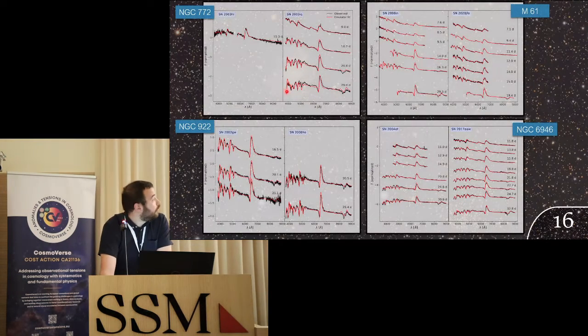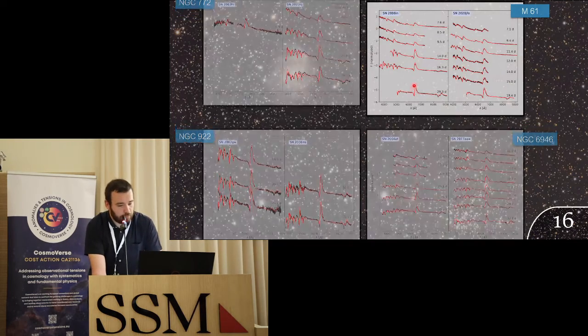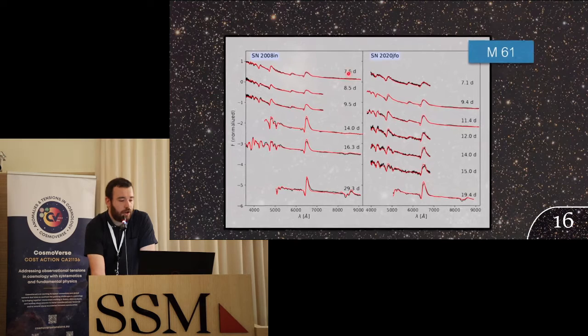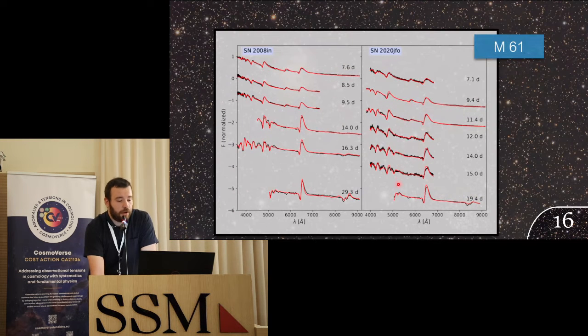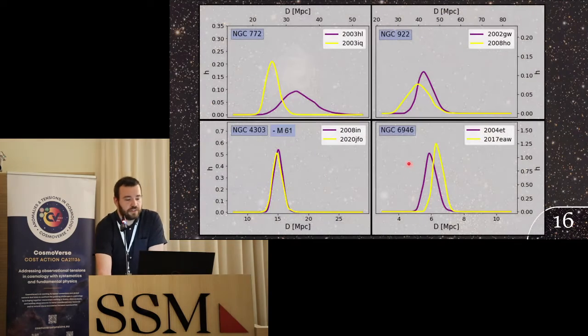Here you can see the modeled spectral time series for each of the 4 host galaxies. Each panel corresponds to one host galaxy with the supernova pairs. I can zoom into one of them. Here you can see basically that each of the spectra within the time frame that we modeled them are fitted very nicely by our radiative transfer model. And then we can convert these to distances.